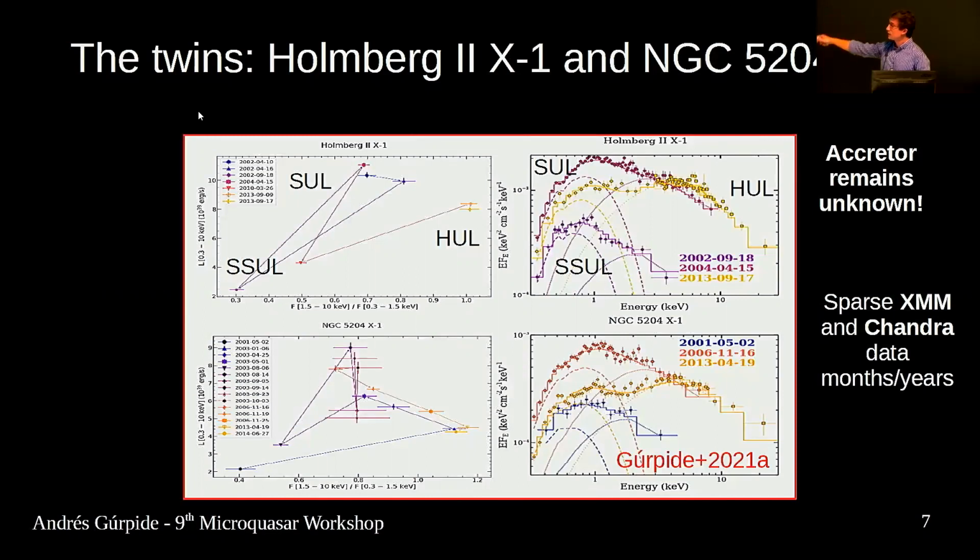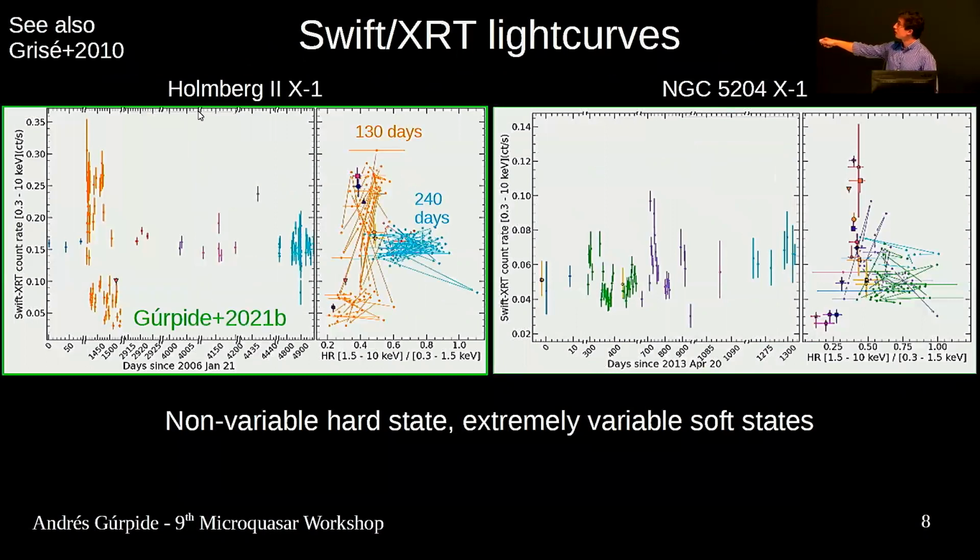But from these data, I could not really tell how long the sources spend in each state. Is there any connection between these states, and how do these things vary? So then I looked at the Swift archival data, and this is the main result of this talk. Here you have the Swift light curve and the hardness-intensity diagram, and you can really see that we have two clearly distinct modes of variability, or accretion states.